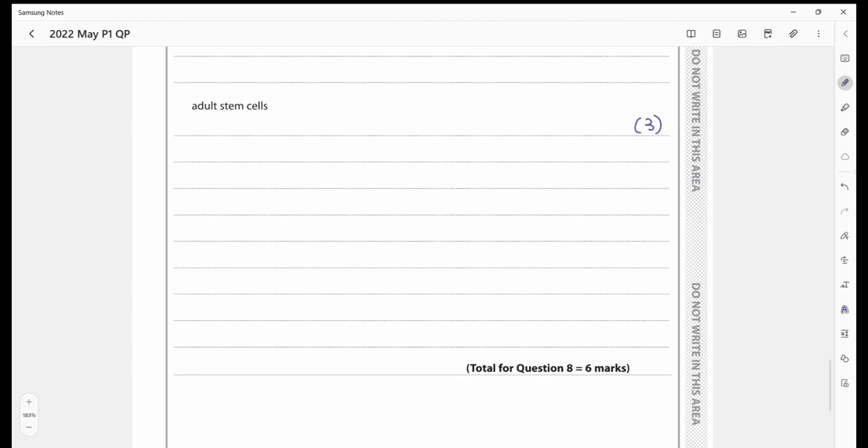Okay, what's really cool about adult stem cells is that if you were to take adult stem cells from the patient, they are less likely to get rejected by the immune system because the immune system doesn't see it as foreign. So that's actually an advantage there.